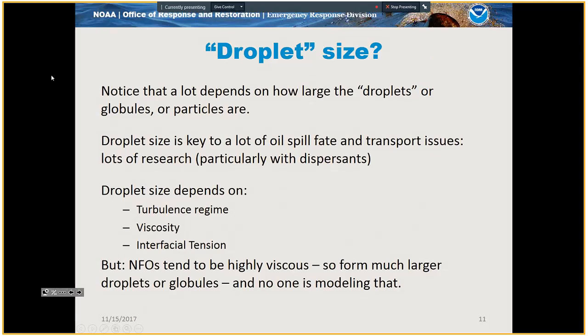However, non-floating oils tend to be pretty viscous. So that means they're going to form really, really large droplets, maybe to the point where droplet isn't really the right word anymore: globules, blobs, or balls. And all this work on droplet size distributions isn't looking at that. They're looking at lighter oils, thinner oils, blowout plumes, what's going on in the surface wave climate. Mostly because what they really want to know is which droplets are getting really, really small and are going to then disperse. So for non-floating oils, the transport is very dependent on how big these blobs are, and yet we don't really have a good way to model how big.